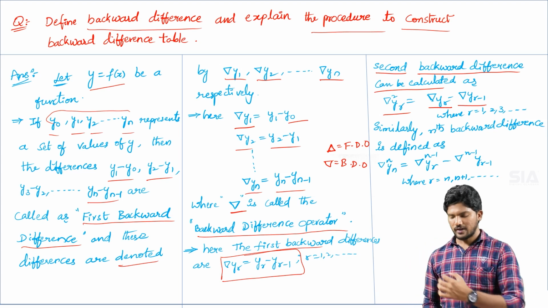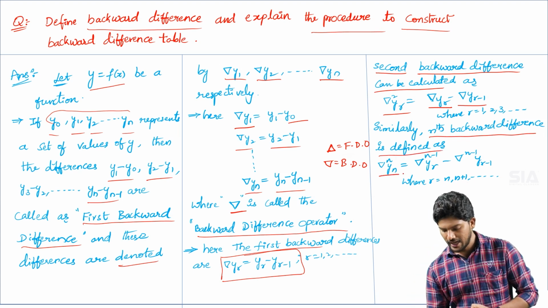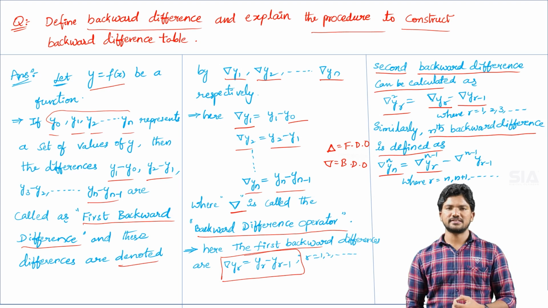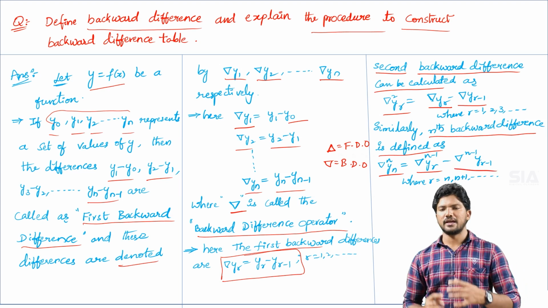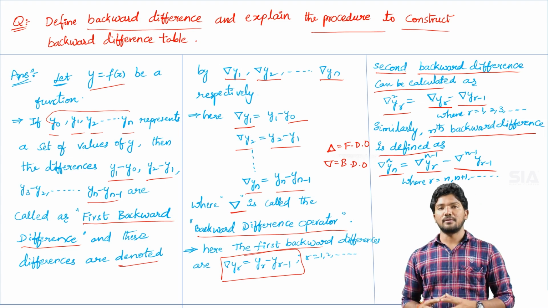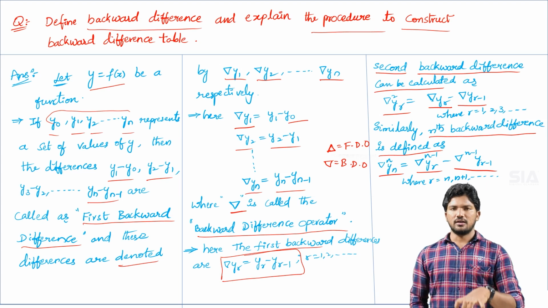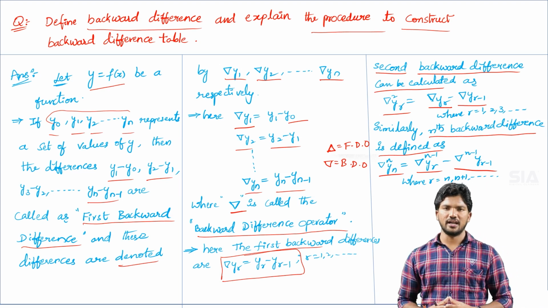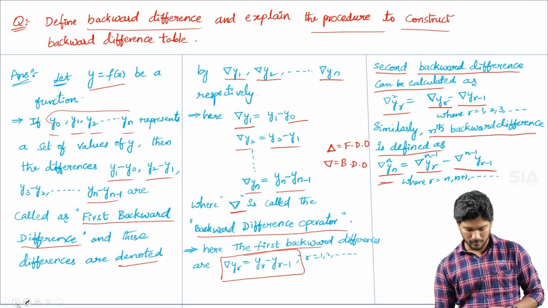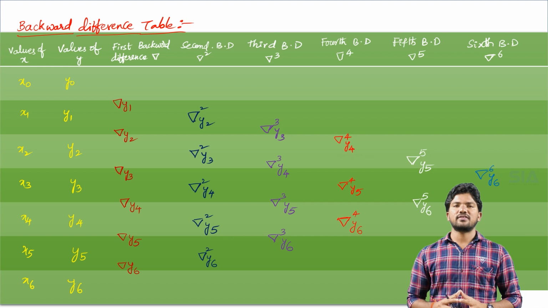Similarly, if you proceed in this format, nth order backward difference operator can be defined as del power n y suffix r is equal to del power n minus 1 y suffix r minus del power n minus 1 y suffix r minus 1, where r is equal to n, n plus 1, up to so on. So this is the first order backward difference operator, second order backward difference operator and nth order backward difference operator. Now you can see the table of the backward difference operator.